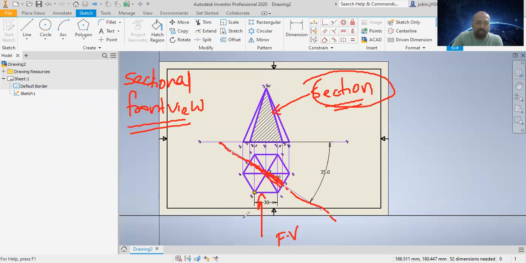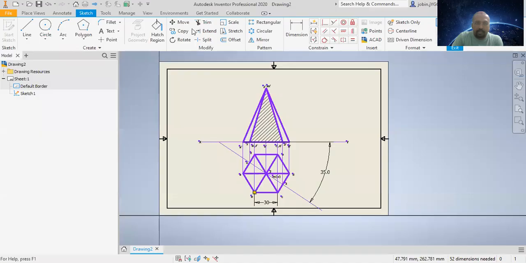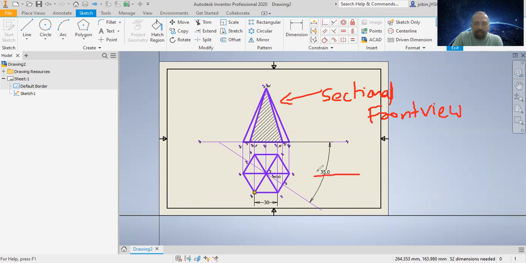In the question it is asking: draw its sectional front view and top view. That is the question. So this is the sectional front view, and this is the top view.